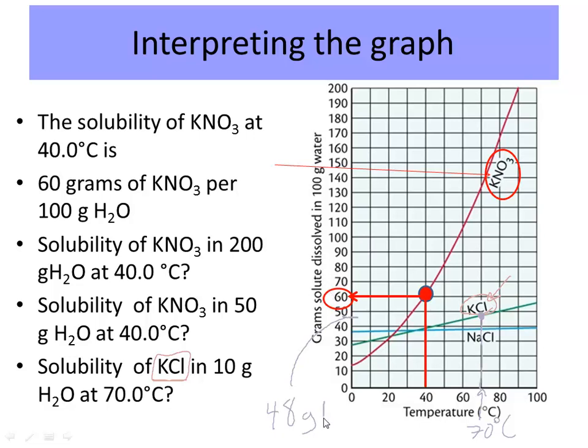KCl. Per what? Per 100 grams of water. So I have 48 grams of KCl per 100 grams of water. So how many is that in 10? 4.8 grams of KCl. So if I had 10 grams of water at 70 degrees Celsius, I could put a maximum of 4.8 grams of KCl. That's how much I could dissolve. So that's what solubility means.